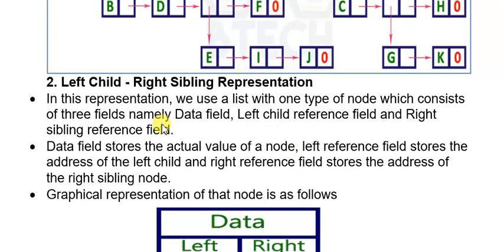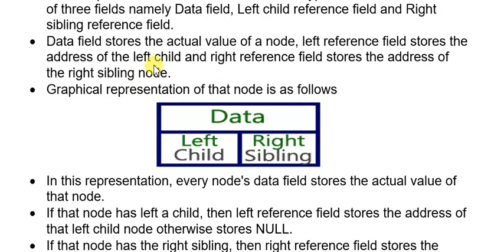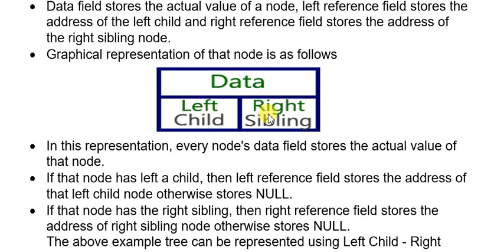Left child and right sibling representation. In this representation, we use a list with one type of node which consists of three fields, namely the data field, left child reference field, and right sibling reference field. The data field stores the actual value of the node. The left reference field stores the address of the left child, and the right reference field stores the address of the right sibling node. The graphical representation of the node is as follows: data, left child, right sibling.